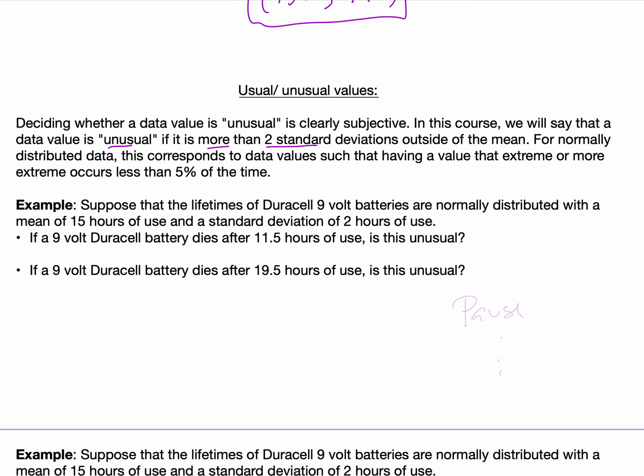So as an example, suppose that the lifetimes of Duracell 9-volt batteries are normally distributed with a mean of 15 hours of use and a standard deviation of 2 hours of use. If a 9-volt Duracell battery dies after 11.5 hours, is this unusual? Was this an unusually low amount of time for that battery to last? And if a 9-volt battery dies after 19.5 hours of use, is this unusual? So given that standard of being unusual, try that out. Pause and we'll talk about it in a moment.